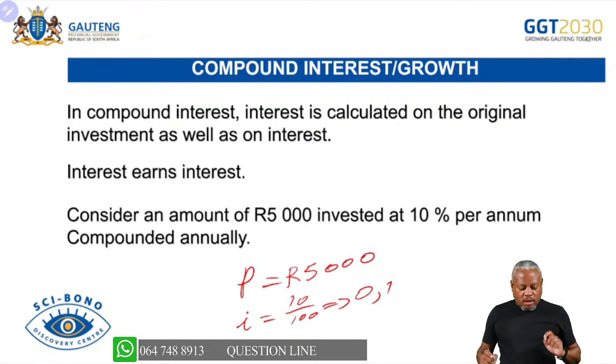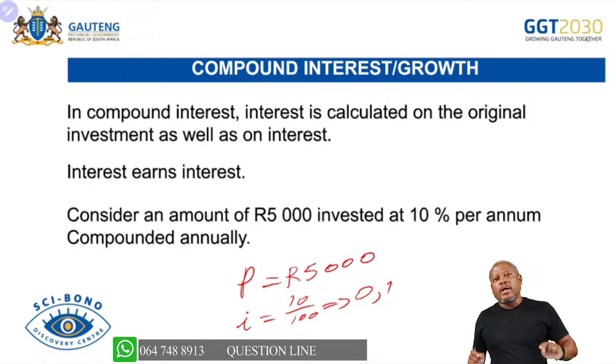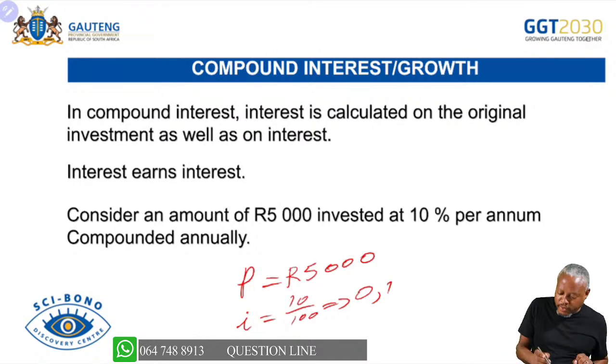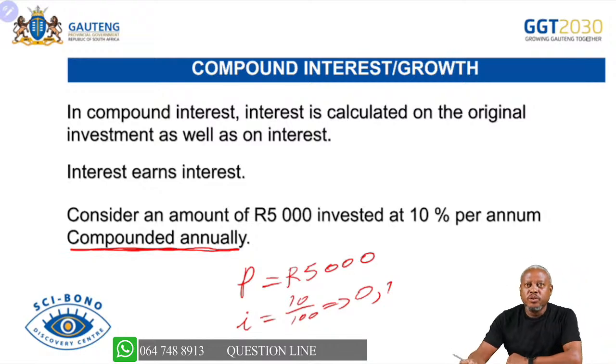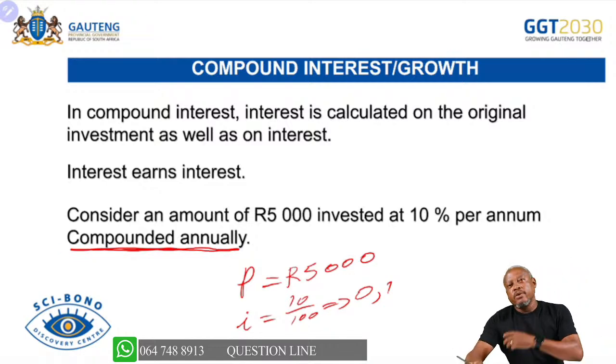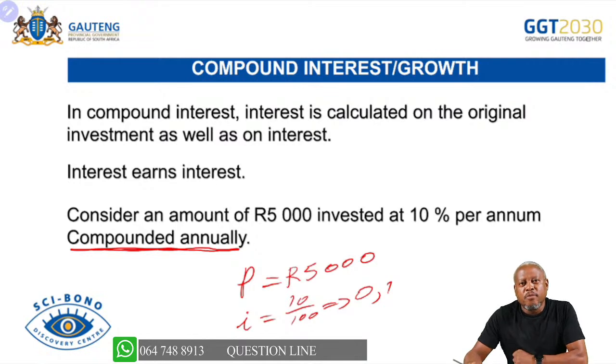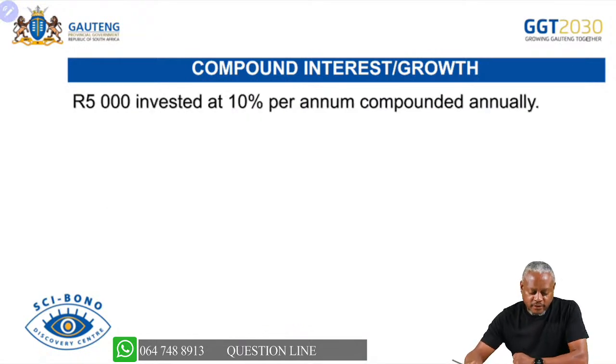Now, they say per annum compounded what? Annually. Now it's compounded, so you need to understand that one. That's what you need to do before you solve the problem. Then you need to identify the correct formula for the correct solution. Let's go. 5,000 invested at 10% per annum, compounded annually.